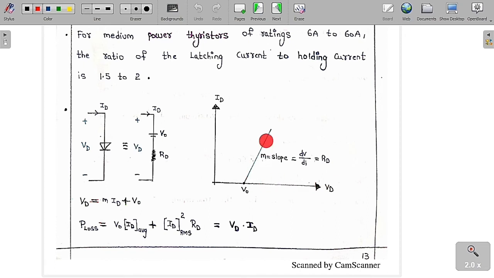So we can see clearly this is the graph we are going to get. Up to below V0, the current is 0. So V0 is said to be a cutting voltage. And this is the equation of this line.